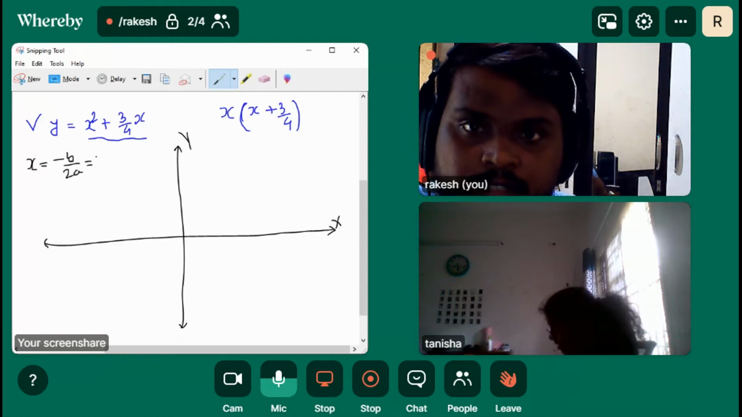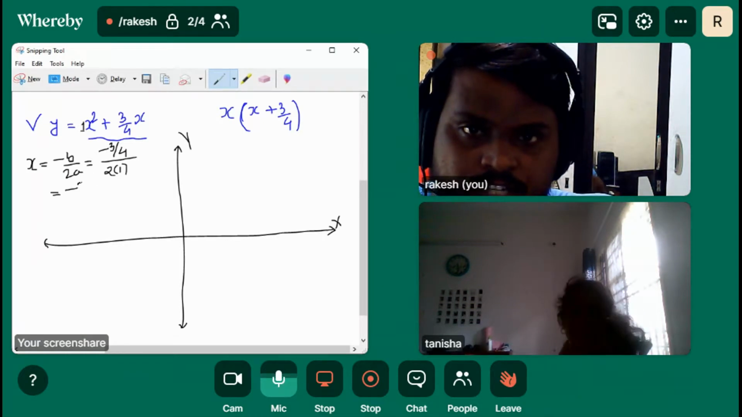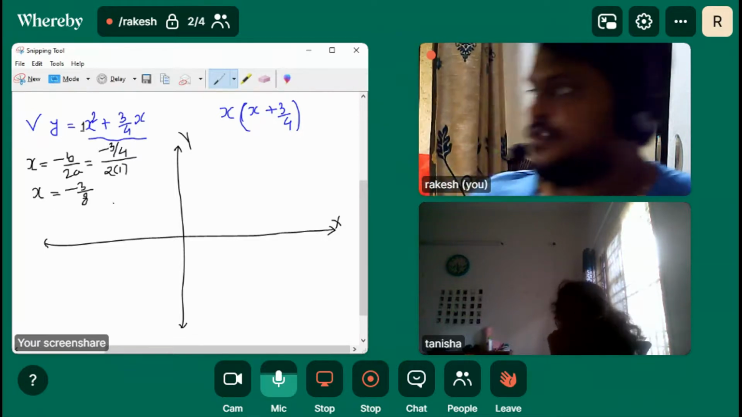See, this is minus b, which is minus 3 by 4, upon 2 into 1, because the coefficient of x square is 1, which is the value of a. So that is minus 3 by 8. Okay, minus 3 by 8. Yeah, so that's your axis of symmetry.